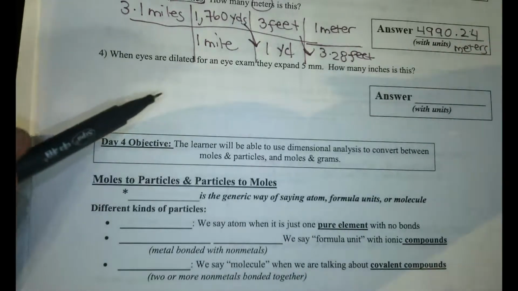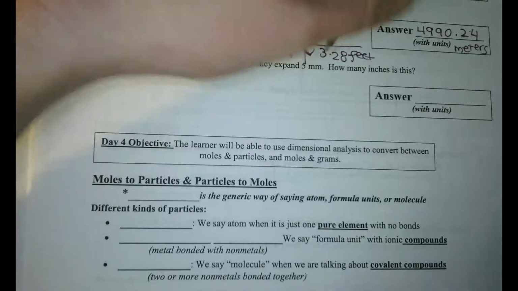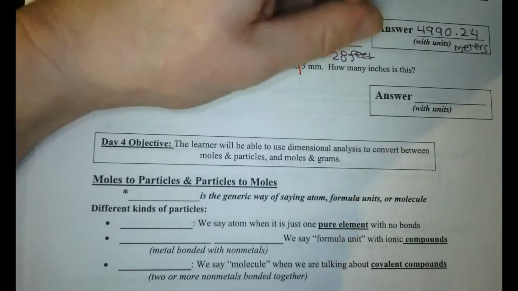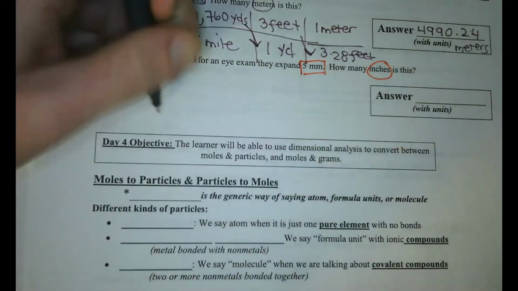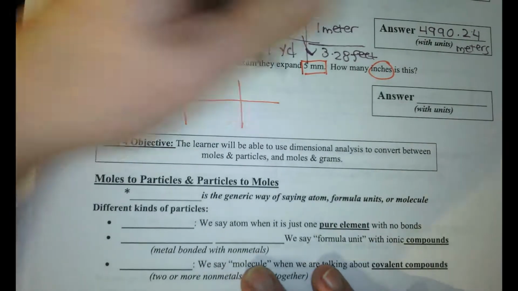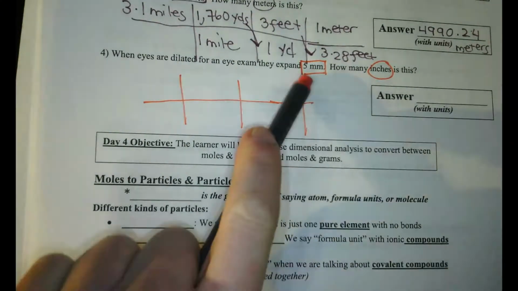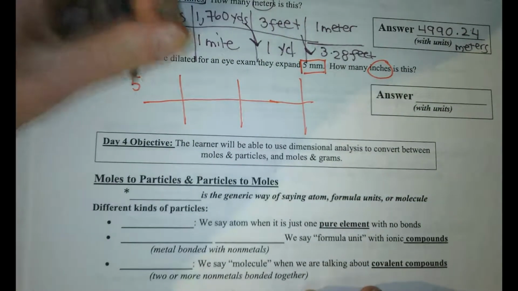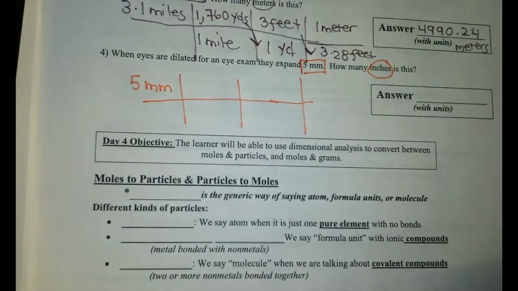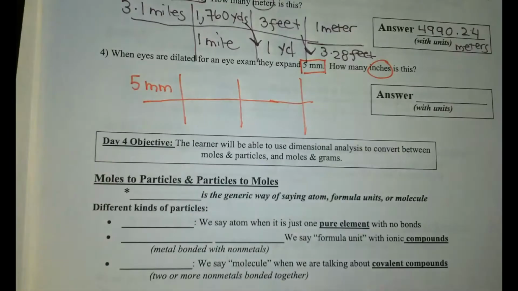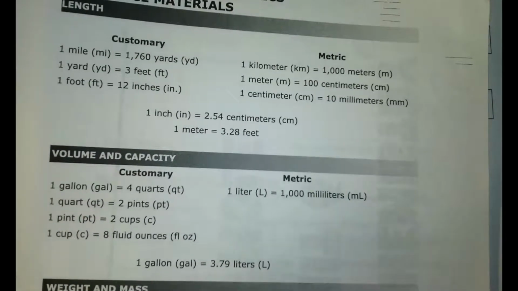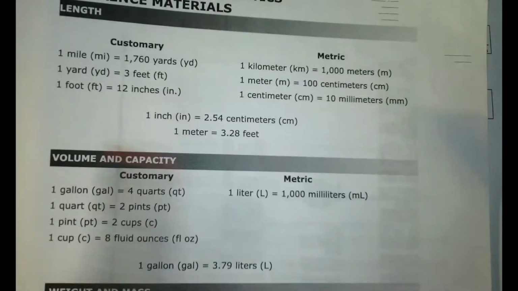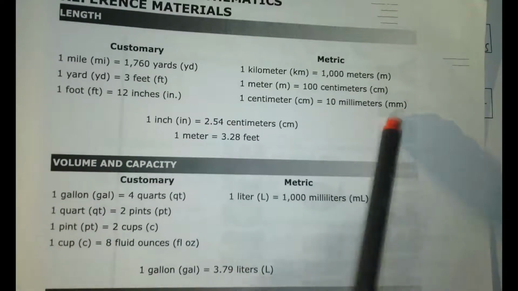All right, one more problem. When eyes are dilated for an eye exam, they expand to 5 millimeters. So this is my given. I'm going to box that, and I'm looking for inches, okay? Draw your little square, your T-chart, and then you always begin with what you are given, 5 millimeters. And I want to think, how can I get there? I'm going to check my chart. Okay, so I'm trying to get to inches, but I only have millimeters right now. So here we go. There's not that many places on here where I can use millimeters. In fact, there's only one.